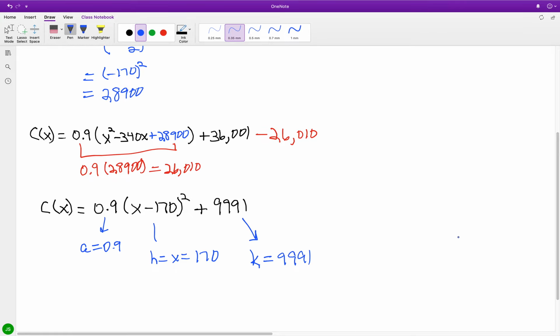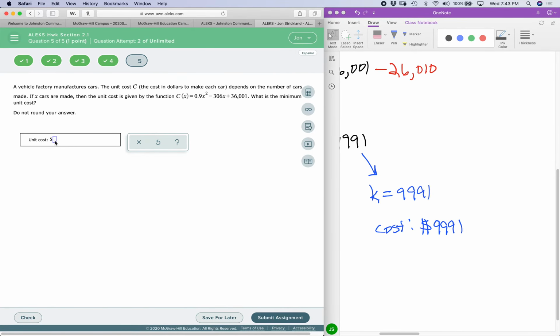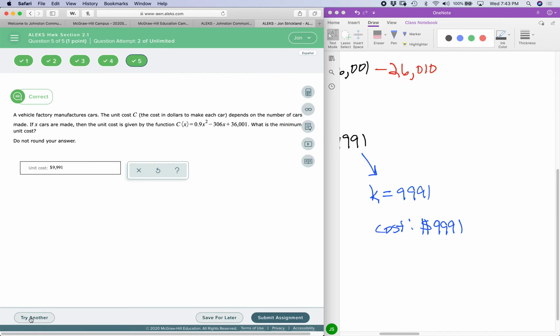So we have 170 cars, and the minimum per unit cost is going to be $99.91. In terms of optimizing for the minimum cost, this would be exactly at 170 cars manufactured, with a per unit cost of $99.91. Just going back and checking, the unit cost is $99.91, and we have the result to be correct.